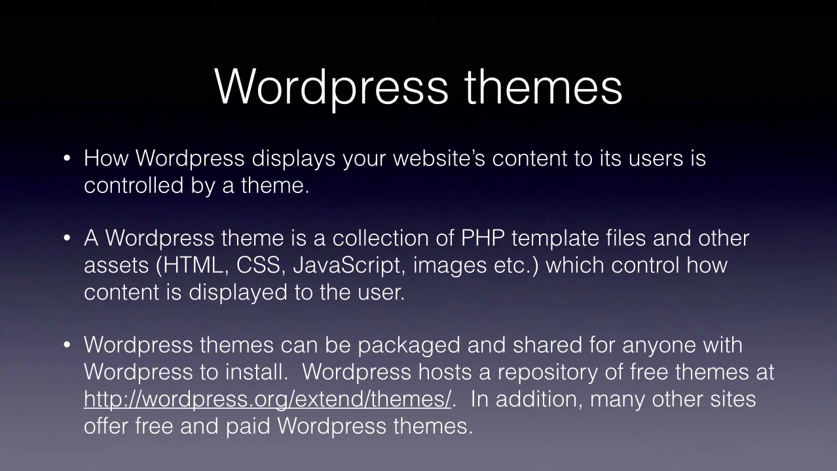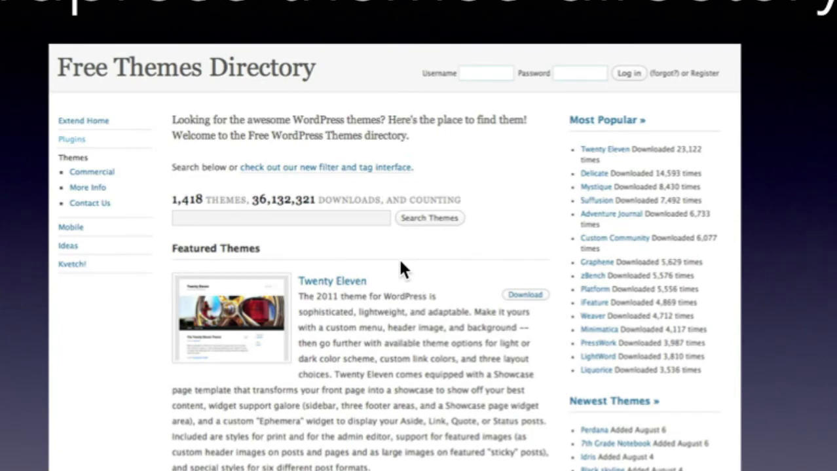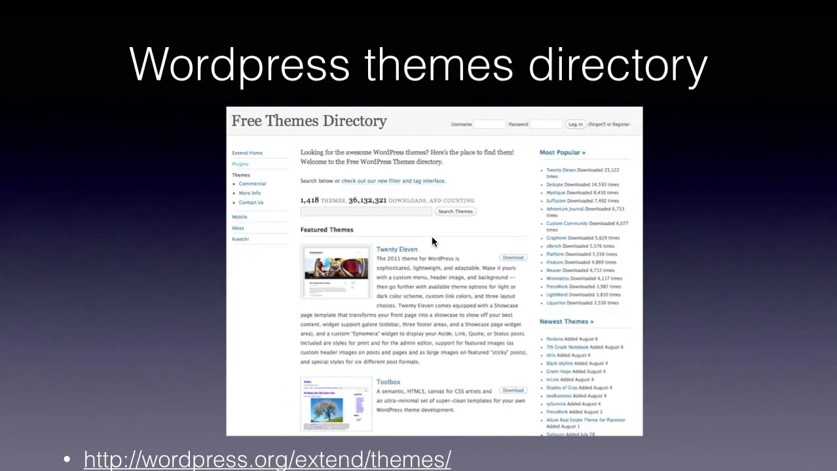WordPress themes can be packaged and shared for anyone with WordPress to install. So WordPress itself hosts a repository of free themes at that URL that's there. Okay, so you can go there and you can browse through existing themes and install those very easily if you want. And in addition, many other sites offer both free and paid WordPress themes as well. Okay, so that's a screenshot of the WordPress themes directory. Generally there'll be a screenshot of the theme and then a description of the theme. Okay, and they'll have those tagged in various different ways as well.